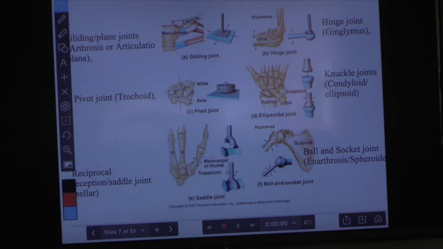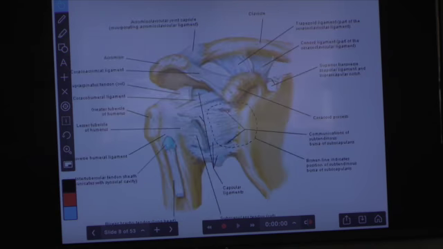So, 6 synovial joints, 4 fibrous joints, 2 cartilaginous joints. So far so good? All right, let's go on to the ligaments.